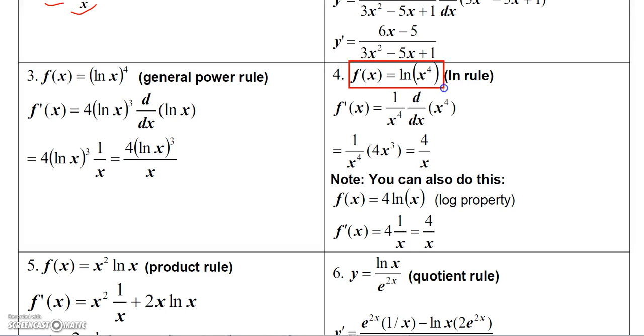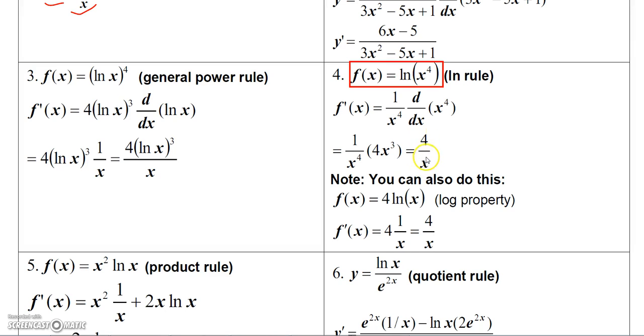So if I wanted to find the derivative of natural log of x to the 4th, the rule says the derivative is 1 over u, so u is x to the 4th here. So the derivative would be 1 over x to the 4th, and then times the derivative of x to the 4th. Well, the derivative of x to the 4th is 4x cubed, so I have 1 over x to the 4th times 4x cubed. And then since x cubed over x to the 4th is just 1 over x, that ends up being just 4 over x.